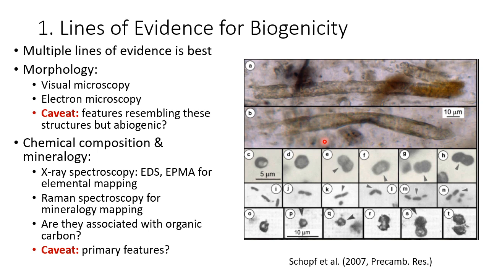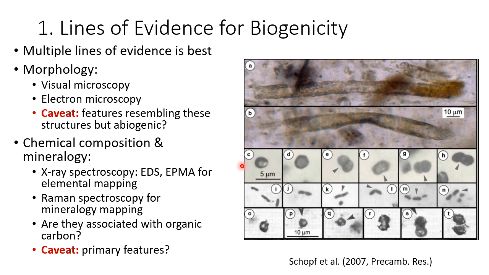So the starting case is often going to be morphology. These look like cells, and these are some examples from Bill Schopf and his group of different morphologies of microfossils that have been found in Precambrian metasediments. And you can also go in and get very nice 3D reconstructions of these. Then we look for evidence of organic carbon.